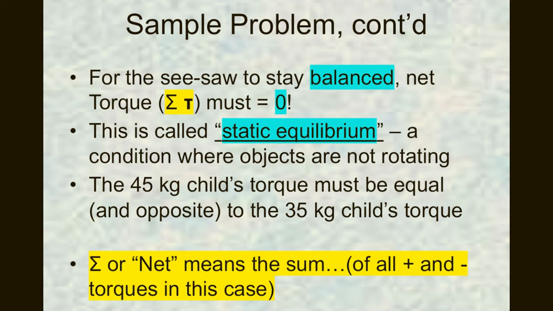And the epsilon means net, and remember that net means sum. And when you do sum, it's basically all your positives and negatives added together. So in this case, we're talking about net torque, and it's all the positive and negative torques. And remember the counterclockwise versus the clockwise.